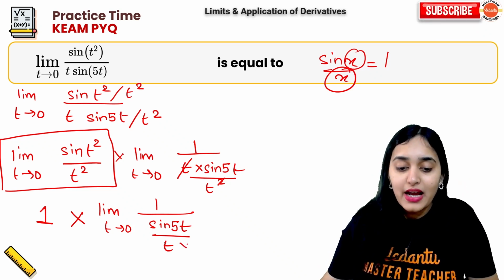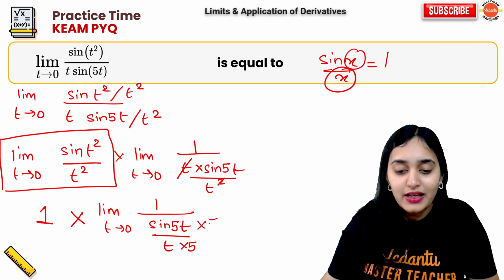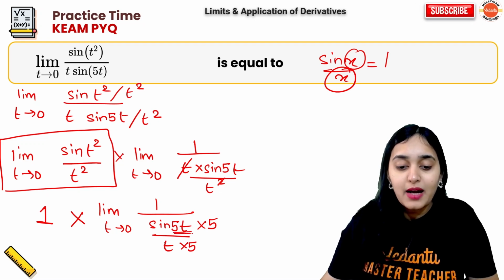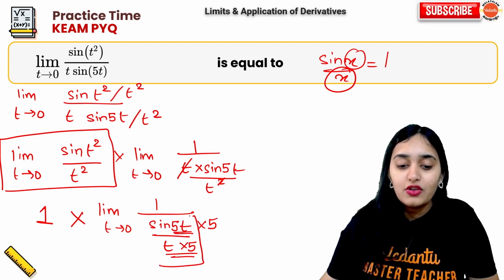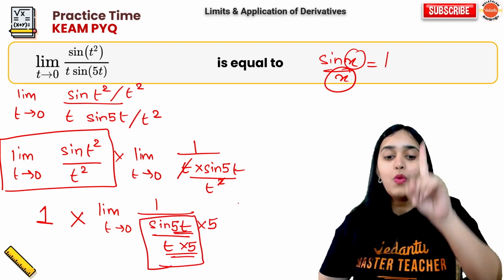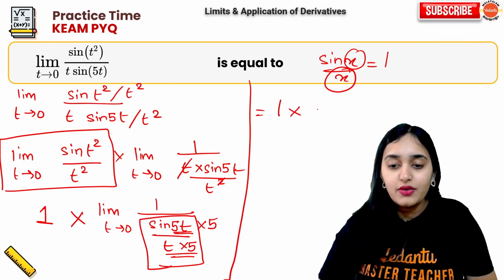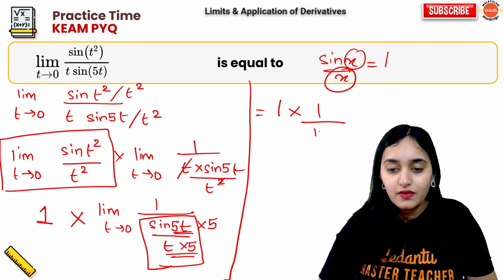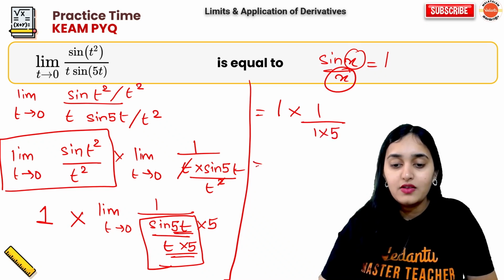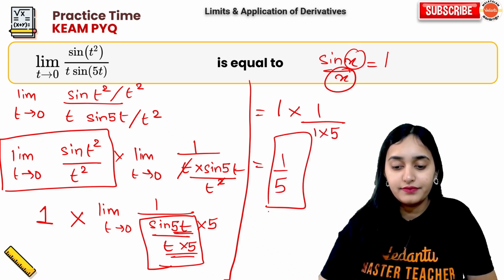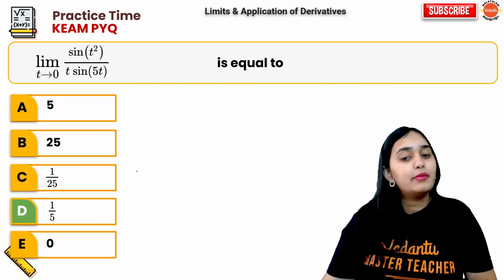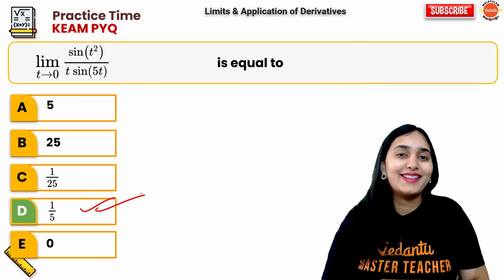I want x and x to be the same. So what will I do? I will multiply this by 5 and multiply this by 5. So now it becomes 5t upon 5t, and 5t upon 5t is 1. So again I have 1 into 1 upon 1 into 5. So my answer is 1 by 5. Option number D is your right answer.